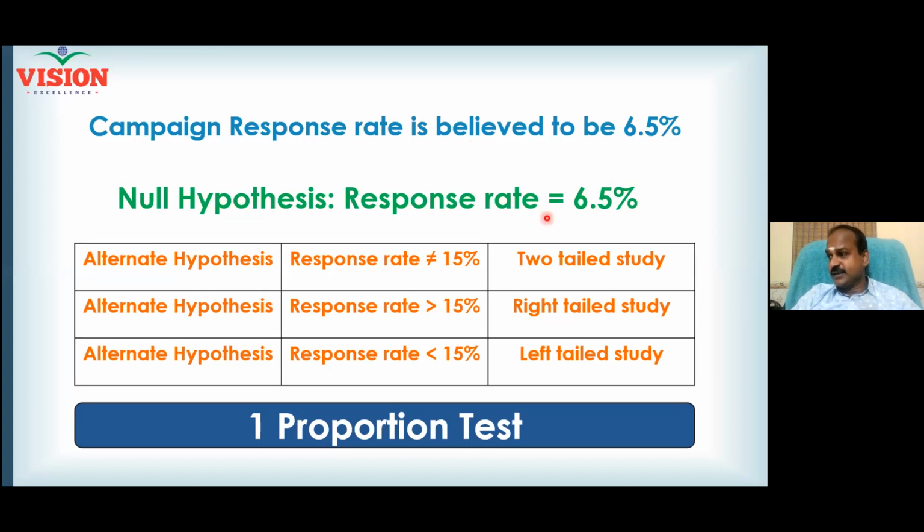The response rate equal to 6.5%, that is the null hypothesis, the same old performance. But response rate more than, sorry, not 15%, I should write here 6.5. Response rate more than 6.5 means it is right tail. Less than 6.5 means left tail. Not equal to 6.5 means two tail.